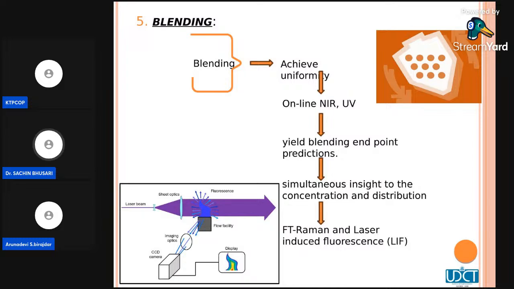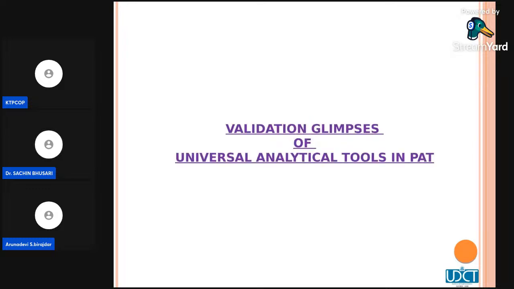One more tool which I would like to tell you about, laser induced fluorescence. So this figure is there. Laser beam is there, sheet optics is there, fluorescence is generated here, it is collected, CCD cameras are there, and you can have display. So material, if it is there, through the laser beam you can have this laser induced fluorescence, and blending can be verified by using this NIR, laser induced fluorescence, or even UV probes.